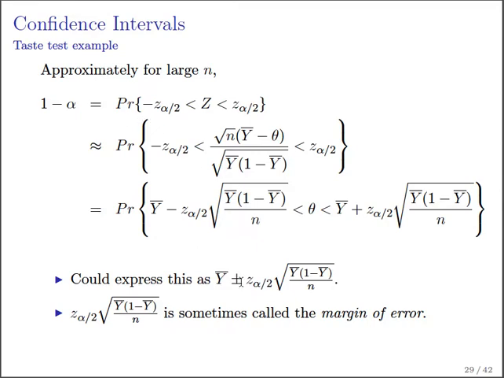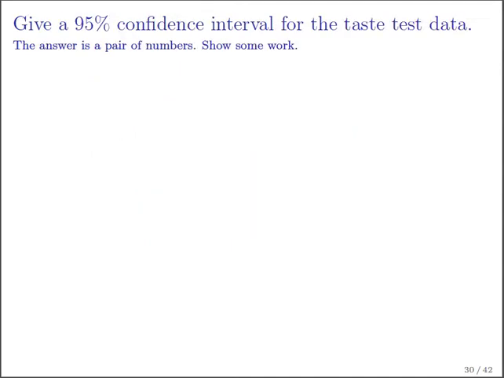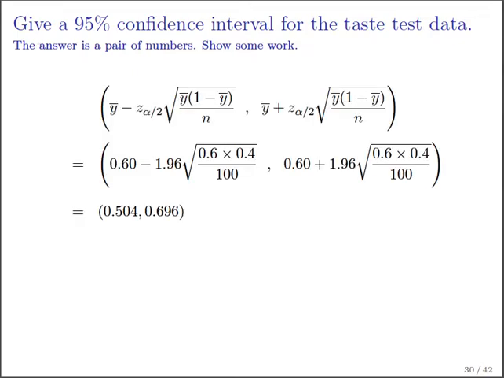This second part, the plus or minus part, is sometimes called the margin of error. And if alpha is 0.05, it's the 95% margin of error and the 95% confidence interval. The 95% confidence interval for the taste test data, the answer is a pair of numbers. Notice this is another test question. Show some work. So here's some work. Not all the work, but write down the formula, plug in the numbers, do your magic with your calculator, and you get a confidence interval from 0.5 to almost 0.7.